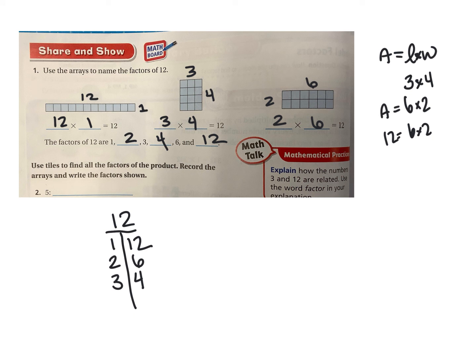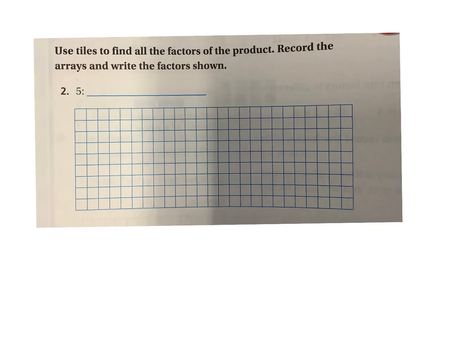What do they mean by factors? Okay, they would like for us to use tiles to find all the factors of the product, record the arrays, and write the factors shown. So we're looking for the product of 5. I'm going to do the T-chart as well. So let's draw. I could do 1 row and 1, 2, 3, 4, 5. That is 1 times 5. That gives me the product of 5.